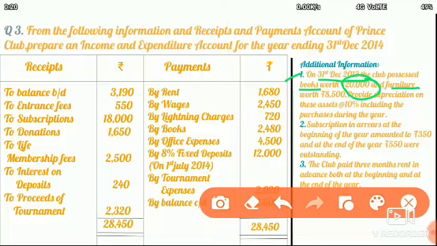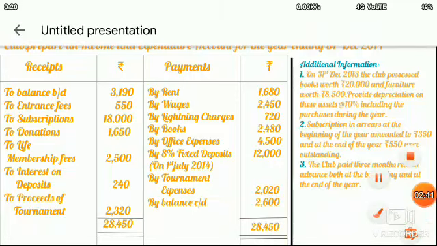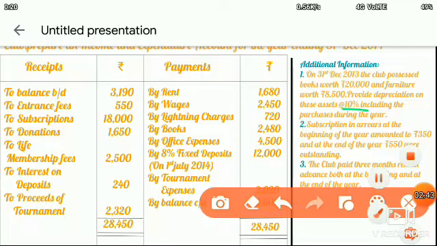Then furniture opening balance during the current year will be 8,500, and we have to provide depreciation on these assets at the rate of 10% on the opening value. And if there are any purchases during the year, then we have to provide depreciation for those also. So if we look at the payment side, we'll get the information of the assets if they are purchased during the year. So we can see books is there. So that means books were purchased during the year, and the amount is 2,480.